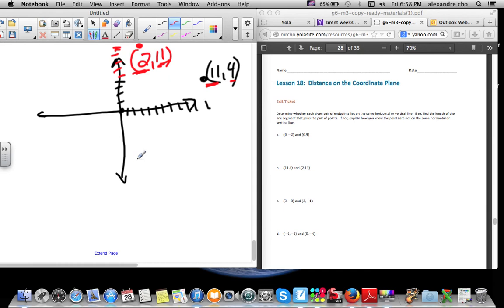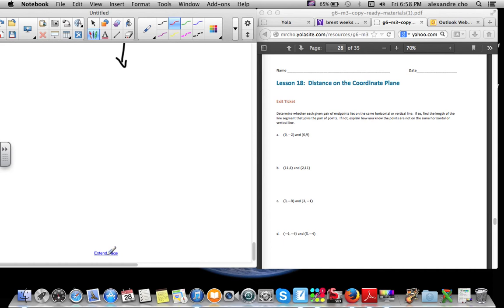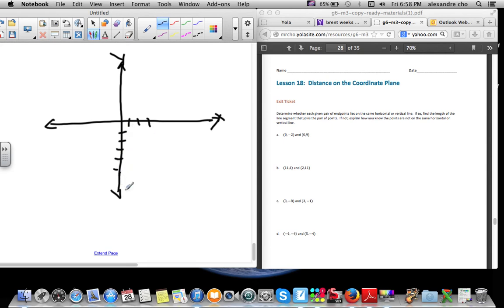Okay, so for this one, C: 3 and -8 and 3 and -1. So here we go. 3 and -8 means go 3 right, 1, 2, 3, and let's make arrows, X, Y. So we go 3 right and 8 down. 1, 2, 3, 4, 5, 6, 7, 8, right here. So here's your 3 and -8. And then 3 and -1, right here. This is your second point.